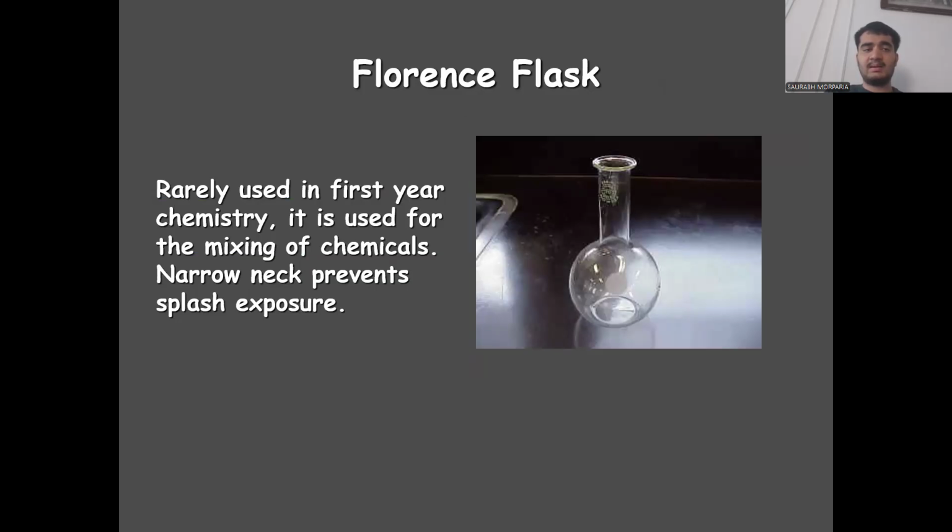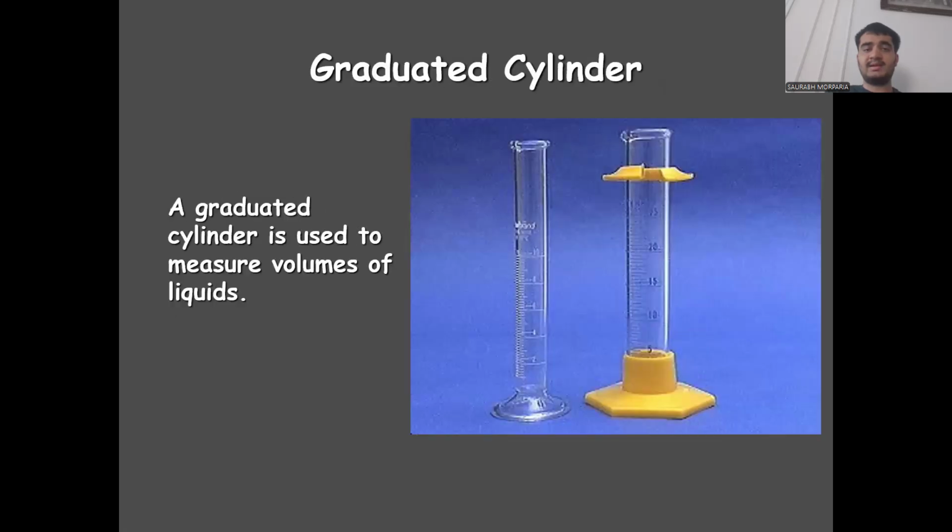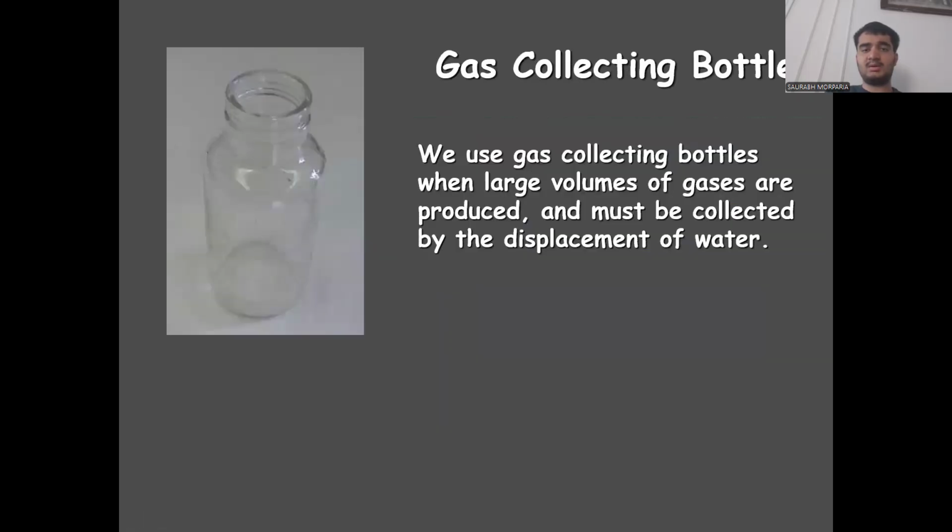Florence flask. It is rarely used in first year chemistry. It is used for mixing of chemicals. It has a narrow neck which prevents flask exposure. Graduated cylinder is used to measure the volume of the liquid. Gas collecting bottle. We use a gas collecting bottle when large volumes of gases are produced and must be collected by the displacement of water.